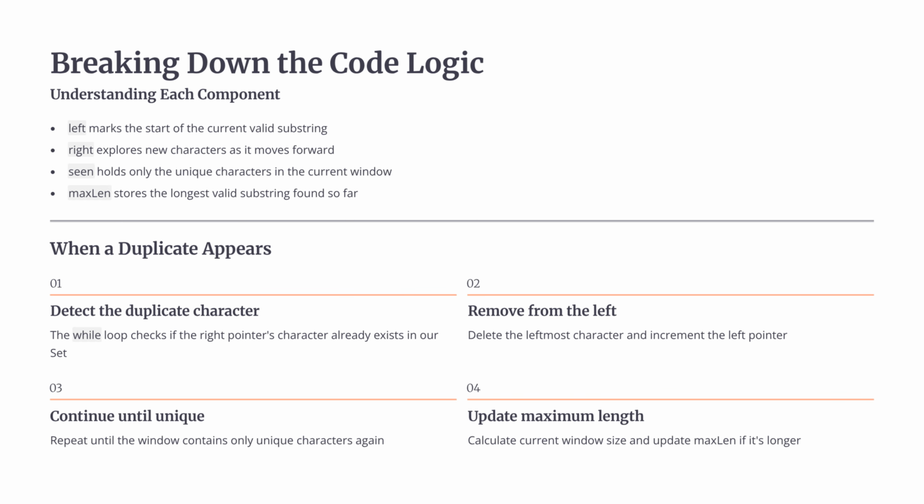Finally, step 4. Update the maximum length. We calculate the current window size and update maxLen if it's the largest one seen so far. This logic ensures we always have a clean, unique substring window at every step.